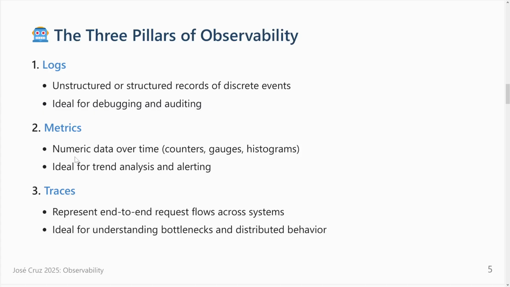Now you have the metrics, which is the numeric data over time, like counters, gauges, histograms, ideal for trend analysis and alerting. I think it's self-explanatory, the metrics. It's quite useful. What is the CPU? How many requests? How many logins between these hours?